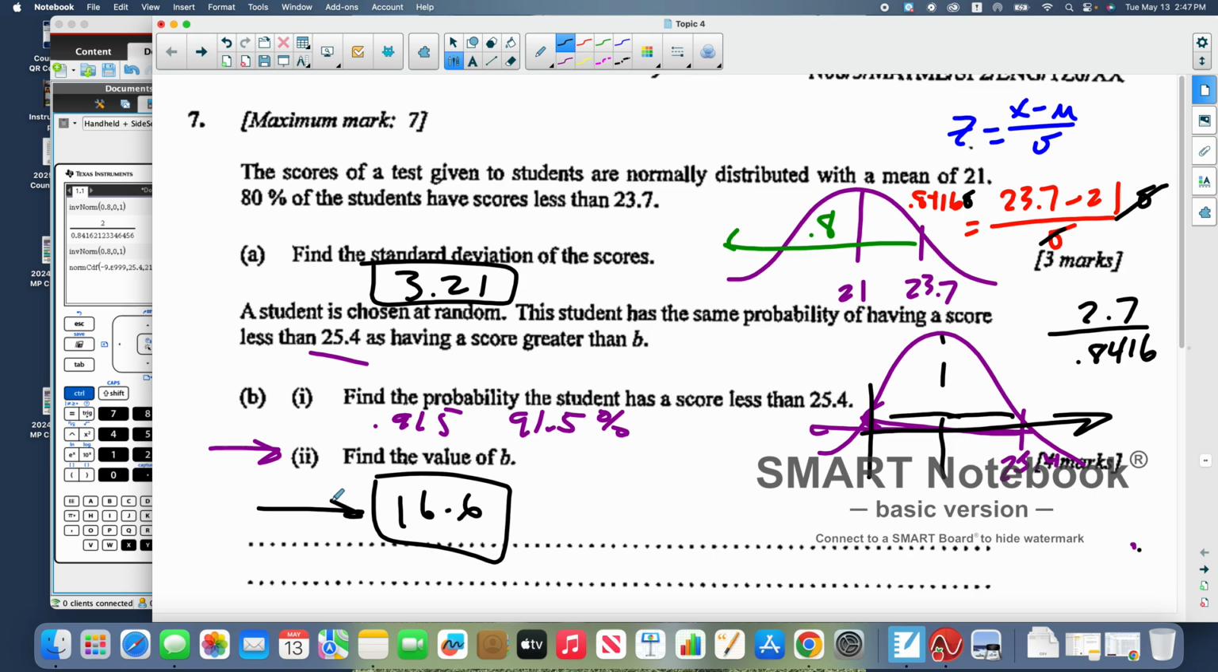Wait, what'd you subtract? I used 21. 21 was my mean. How far is 21 from the 25.4? That's a difference of 4.4. So I gotta go 4.4 this way, so subtract it from 21, because it's nice and symmetric.